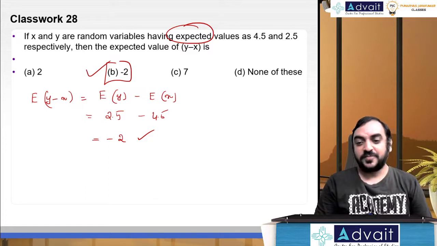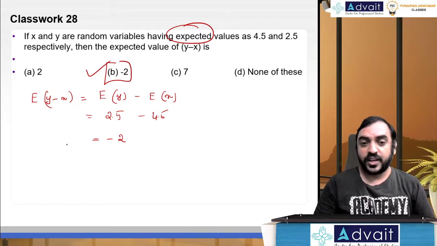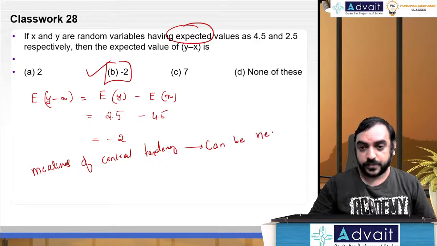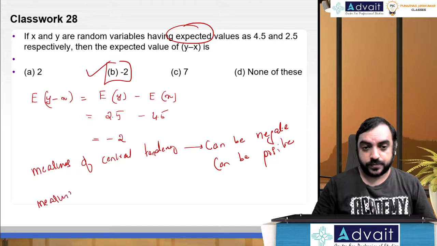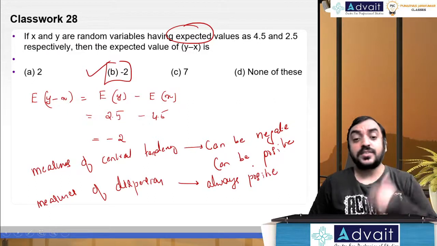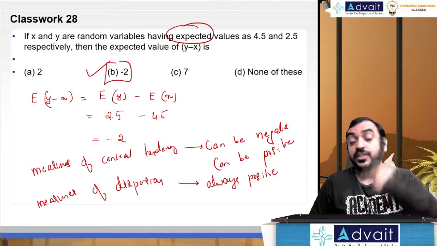Okay, I'll go further. If you want to make a note of it, you can write it. Measures of central tendency: mean, median, mode can be negative, can be positive. Measures of dispersion: always positive. Even if any negative comes, there we ignore. Where? Standard deviation, mean deviation, quartile deviation, and range.